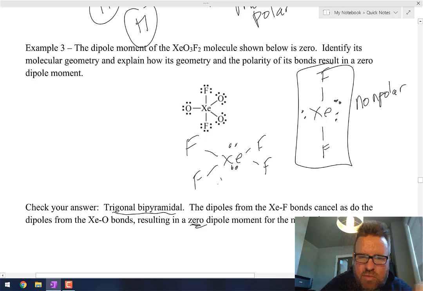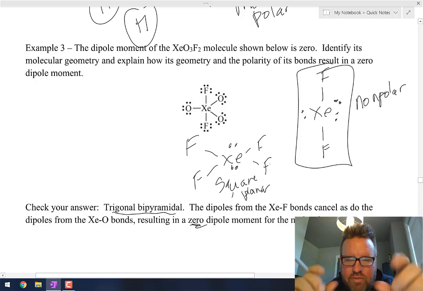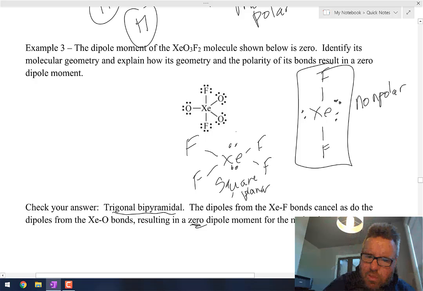That's where, again, you're forming a square. This is a square planar shape. Square planar. And that square, the fluorines, all those dipoles all cancel out. Okay, and then the lone pair also basically cancels out. That one is also non-polar.